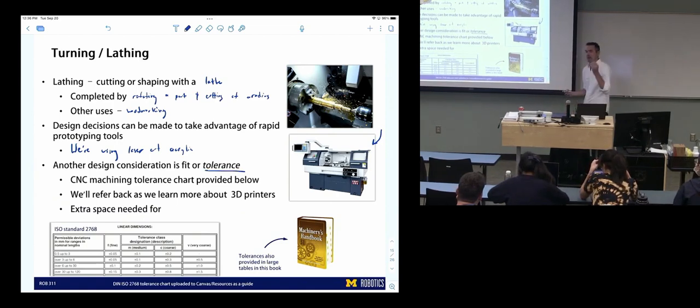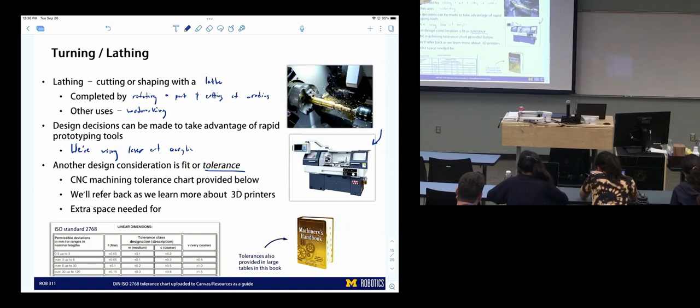Typically, tolerancing is provided on an engineering drawing where you might call out what the range of allowable values are. What I want you to see is this ISO standard. This is a little table. The whole table is uploaded to Canvas resources. It describes, so this is kind of a nominal dimension.